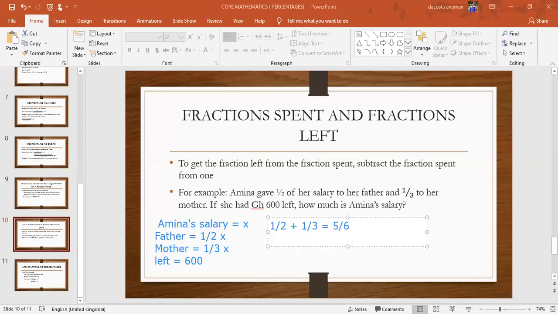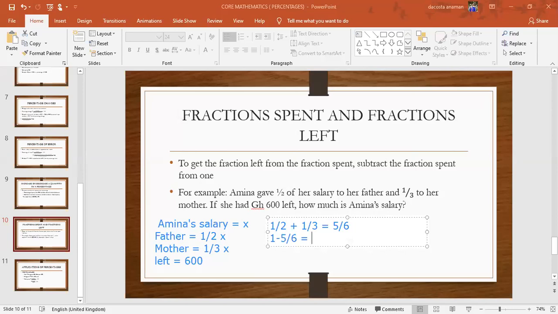So now, this 5/6 is the amount that Amina has spent. To get the amount that is left, that is the 600 Ghana cedi, to get the fraction that is left, it will be what? 1 minus 5/6.